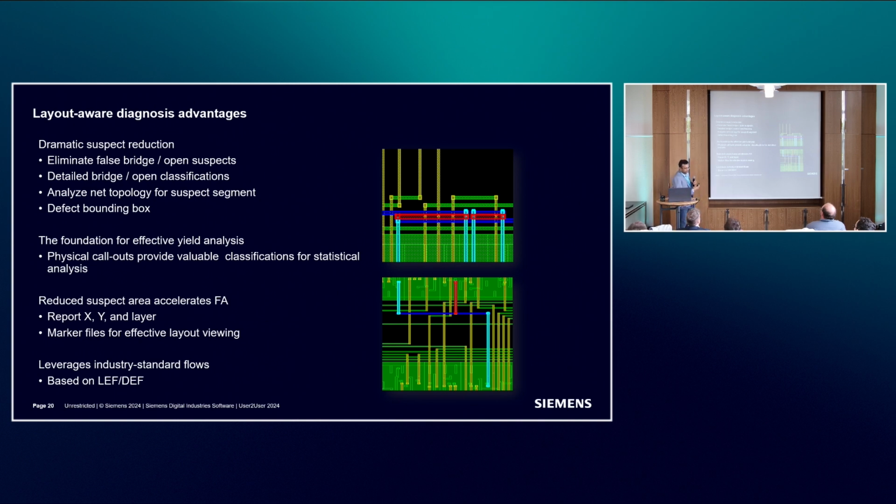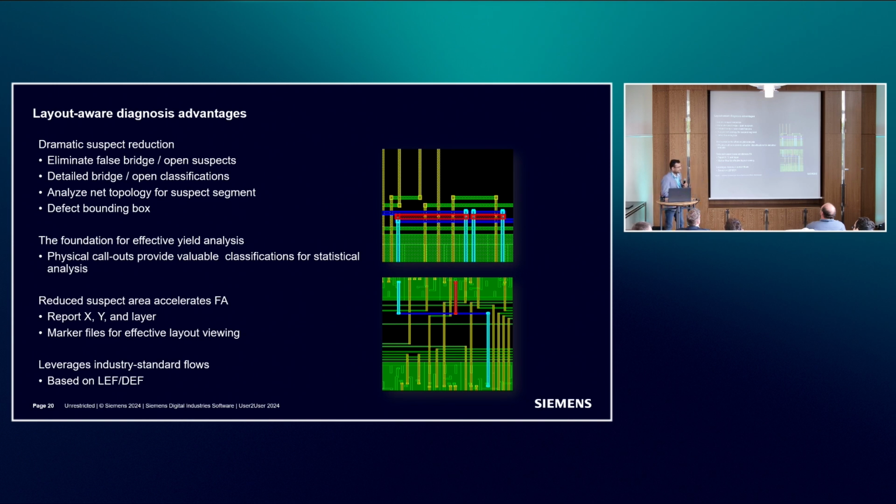So there are two important aspects of diagnosis flow with layout aware. One is it dramatically reduces your suspect area. Based on the results that we have obtained, 85% of false bridge suspects have been removed compared to non-layout diagnosis, which is significant for the failure analysis team who performs destructive fault isolation and stuff like that. And then there is a proven 70% reduction in the open net segment as well, based on the results we obtained.